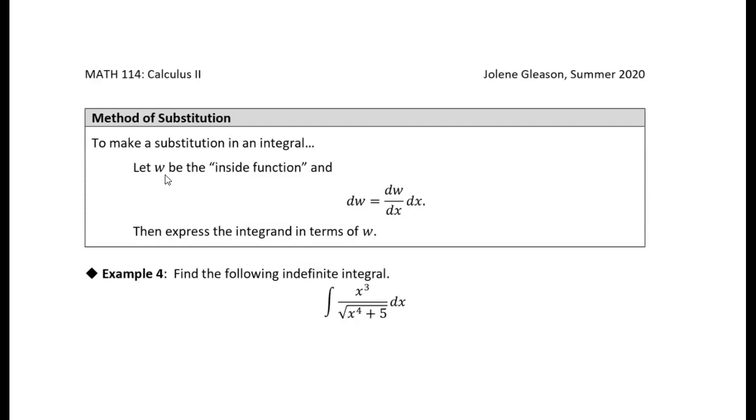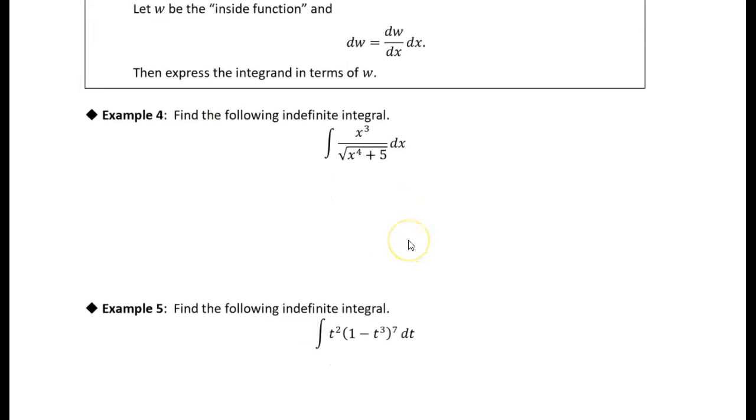And so we're going to let w be the inside function, and then when we differentiate, we have dw is equal to the derivative of w dx. Okay, and then we can make a substitution. This will make more sense once we go through an example. You'll probably remember how to do this. All right, so in this first example, let's look at it.